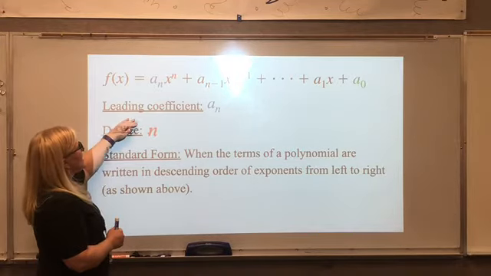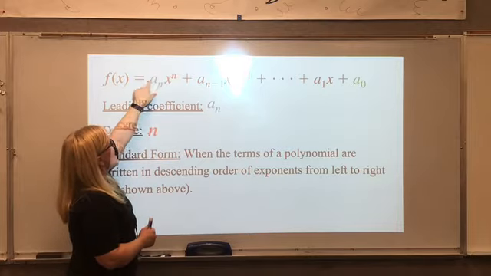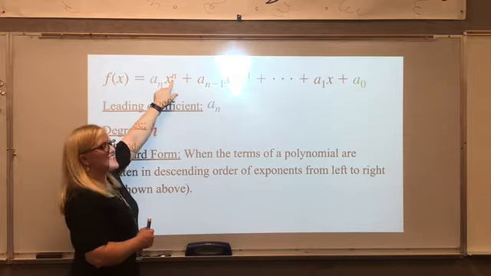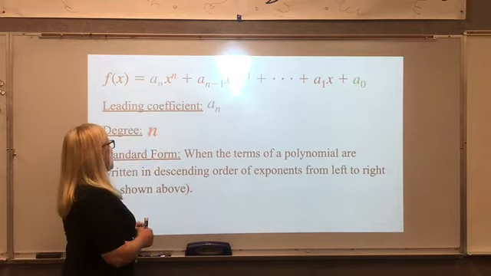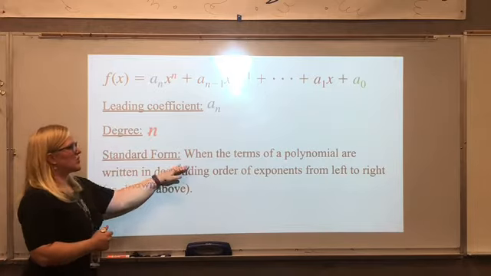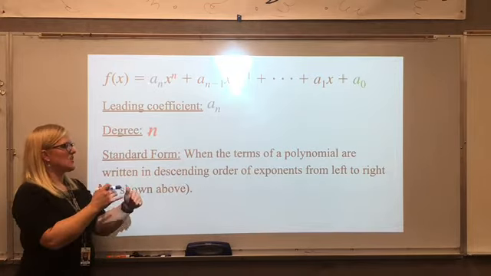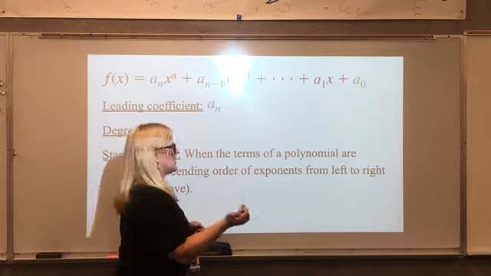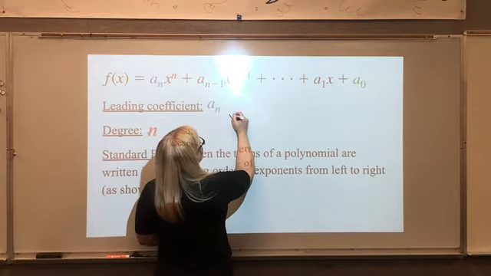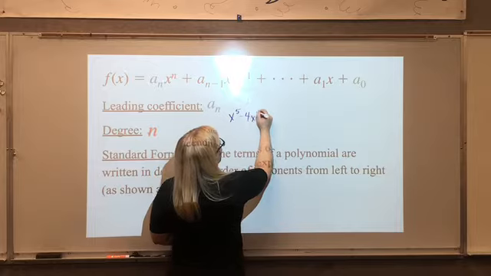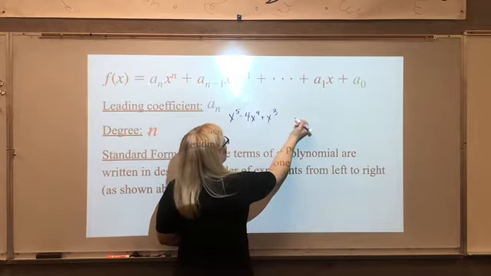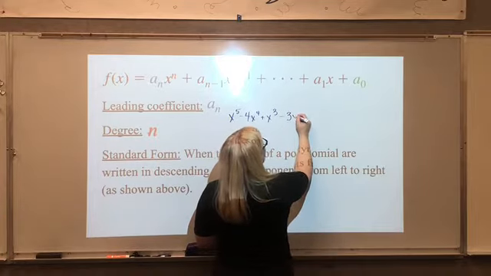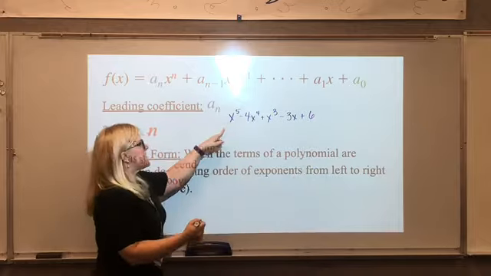So first of all, the leading coefficient is the number that's right here out in the front, and the degree is the highest exponent, okay? And when something's written in standard form, it's when the terms of a polynomial are written in descending order of exponents from left to right. Let me just give you an example. Let's say I have x to the 5th minus 4x to the 4th plus x to the 3rd. Maybe we skip x squared, minus 3x plus 6. This is a polynomial.